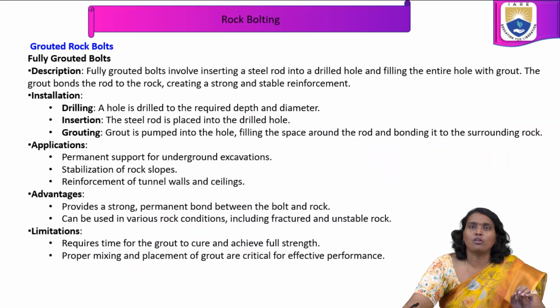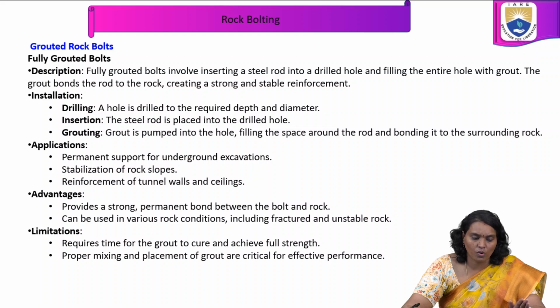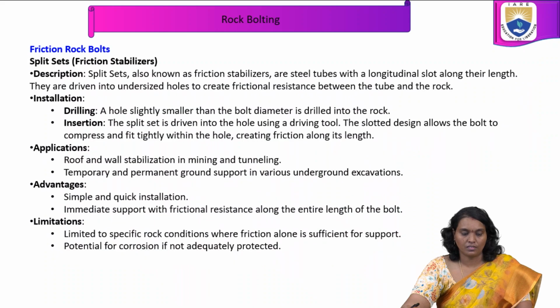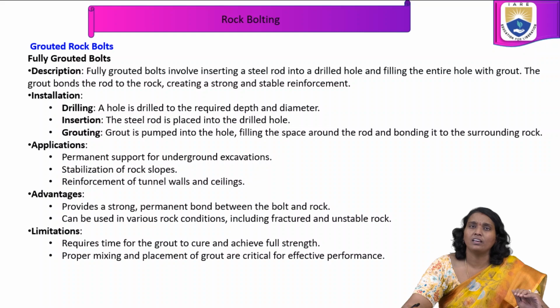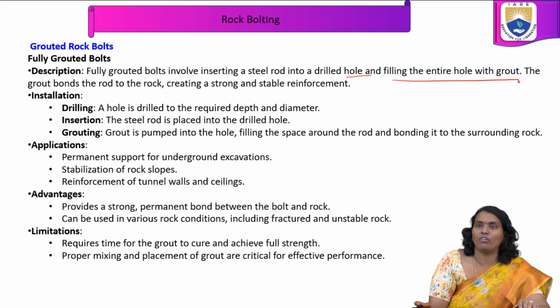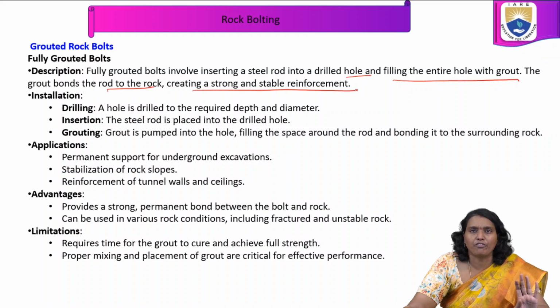Those are mechanical rock bolts, and the next type is grouted rock bolts. Fully grouted bolts and cable bolts are the different types involved in grouted rock bolts. Fully grouted bolts involve inserting a steel rod into a drilled hole and filling the entire hole with grout. The grout bonds the rod to the rock, creating a strong and stable reinforcement.